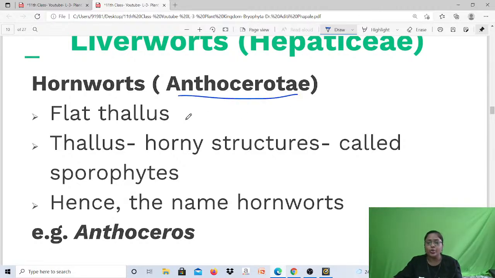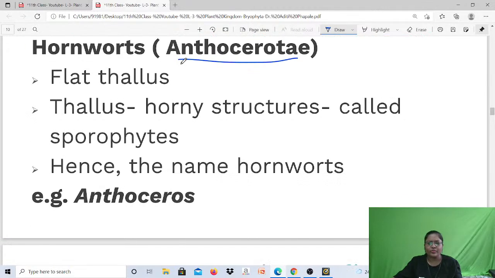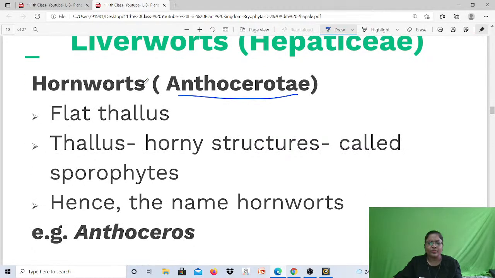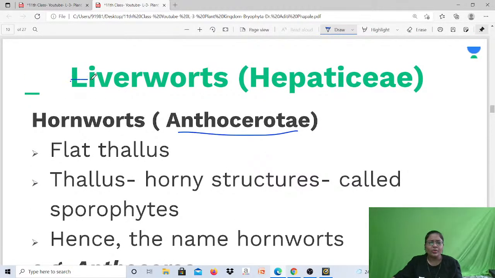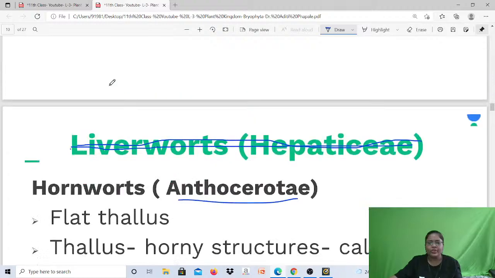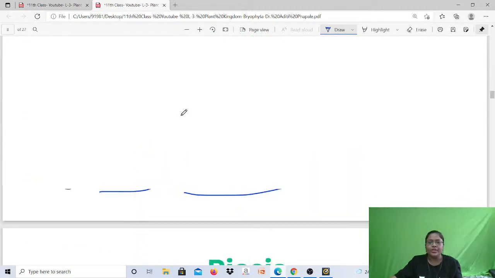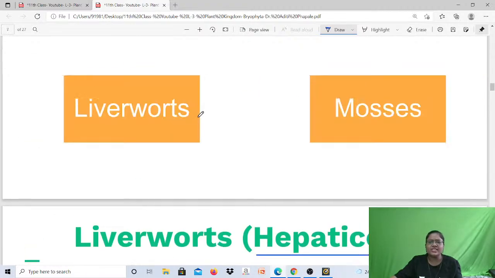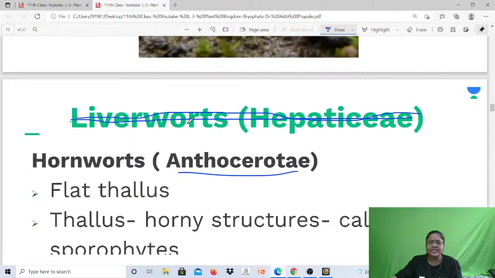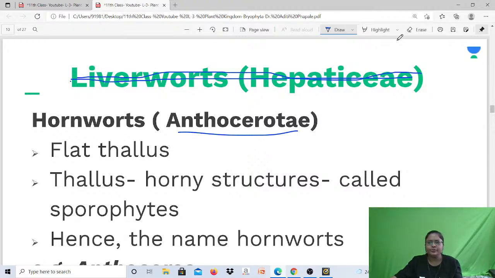Hornworts are also called Anthocerotae. Okay, liverworts alag hai, understand? Liverworts is different and hornworts is different. By mistake this has come here, so I'll just cancel it out. Major groups are liverworts and mosses, but even this is there. Hornworts bhi hai. I won't cancel it. Let it be. Hornworts ko Anthocerotae bhi kehte hain.